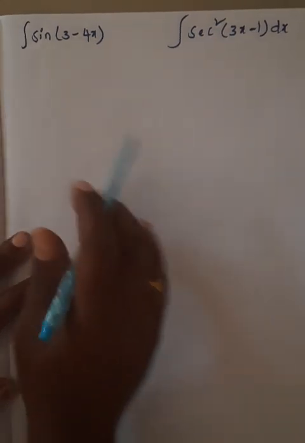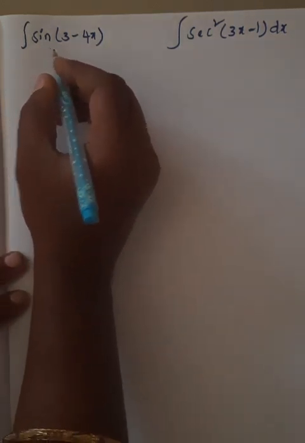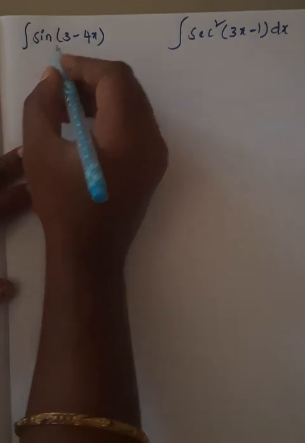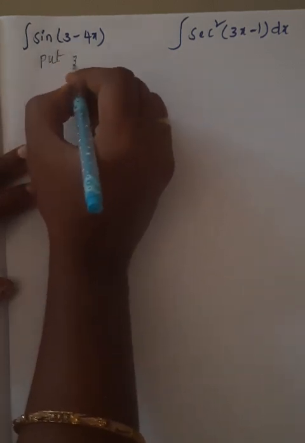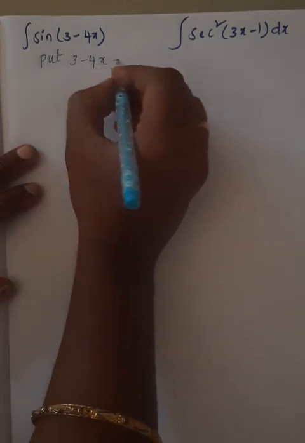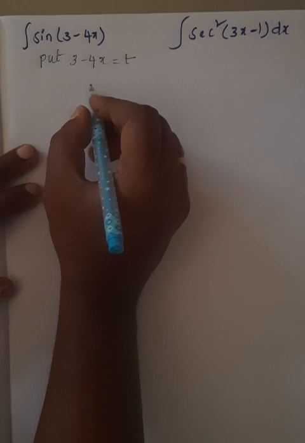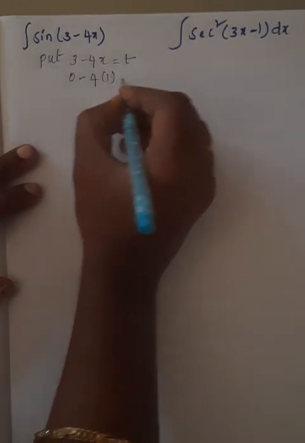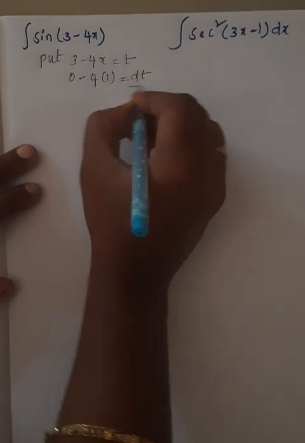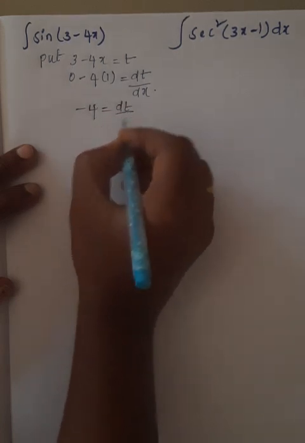Now the next problem is integration of sine 3 minus 4x. So here also we have to consider 3 minus 4x as t. So put 3 minus 4x is equal to t. Then after we have to differentiate both sides. Differentiation of 3 is 0 minus differentiation of x is 1 is equal to differentiation of t is dt by dx. So it will become minus 4 is equal to dt by dx.